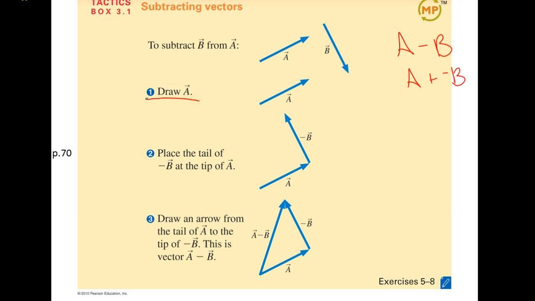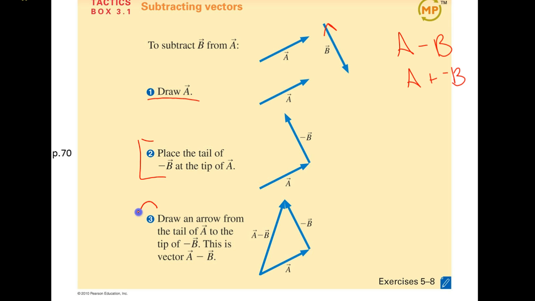And then I have to flip vector B, and in my mind, all of that means is put the pointy end on the other end. So B is still the same size, but it's going the opposite way. And then to say, okay, well, once you've flipped B, place the tail of B at the tip of A, which is what we talked about.